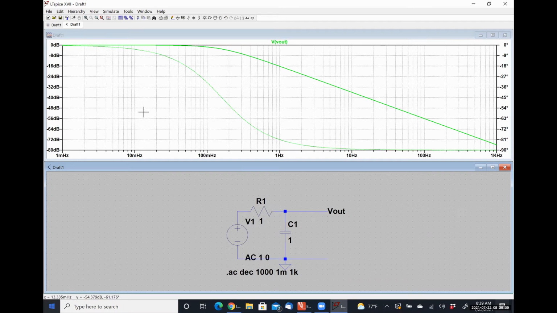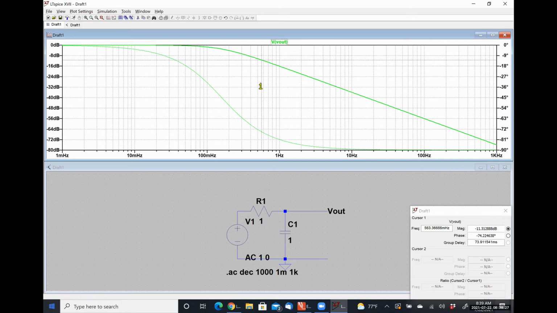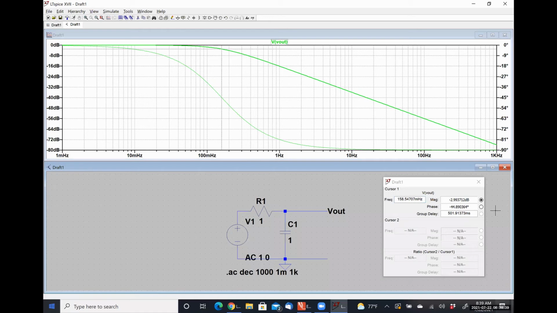Notice here that my left-hand side scale is in decibels. All right. So if I wanted to figure out what the corner frequency of this is, I would click here, and then I just drag this cursor until the magnitude is -3 decibels. So that's pretty close. So it says that I'm getting a frequency of 158.547 millihertz.